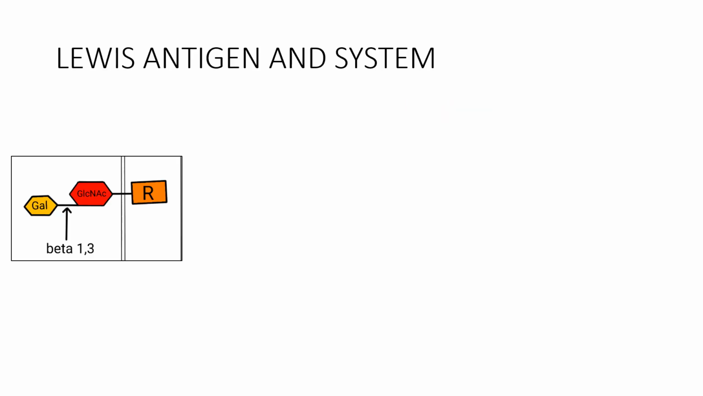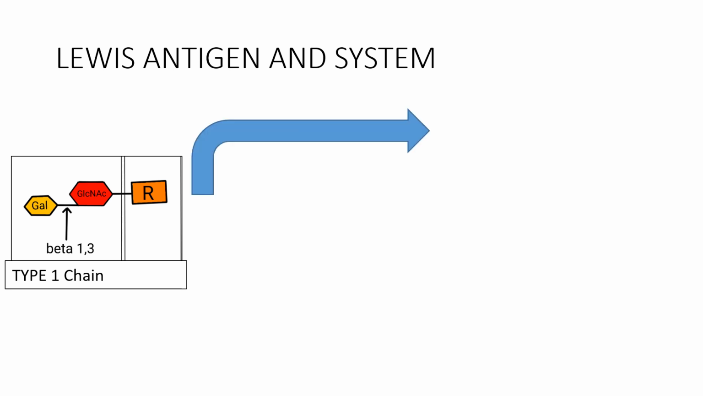Now coming to the last bit, how the Lewis antigen is related to the ABO group system. We are all aware of this. This is a basic native chain. Which one is this? Type 1 chain, because it is a beta 1,3 linkage. What happens is, we will have an H antigen and the secretor. Generally we have seen that the FUT2 enzyme, the secretor enzyme, will act on the type 1 chain.